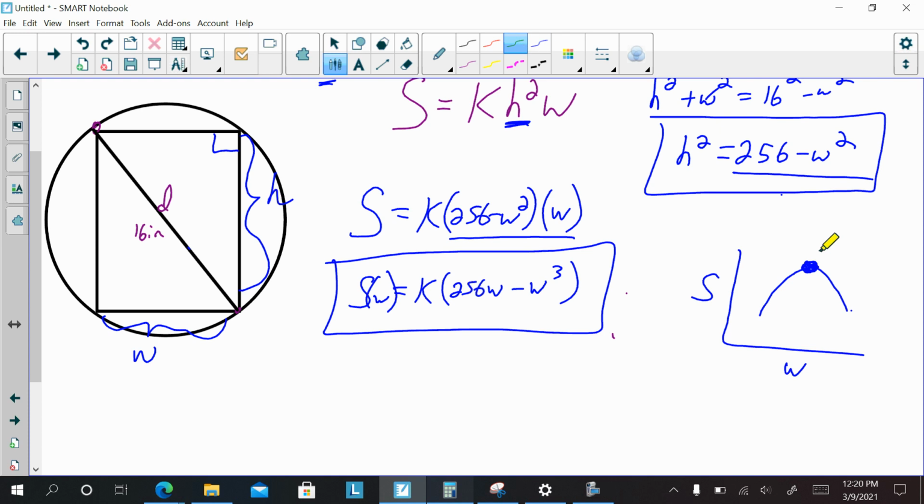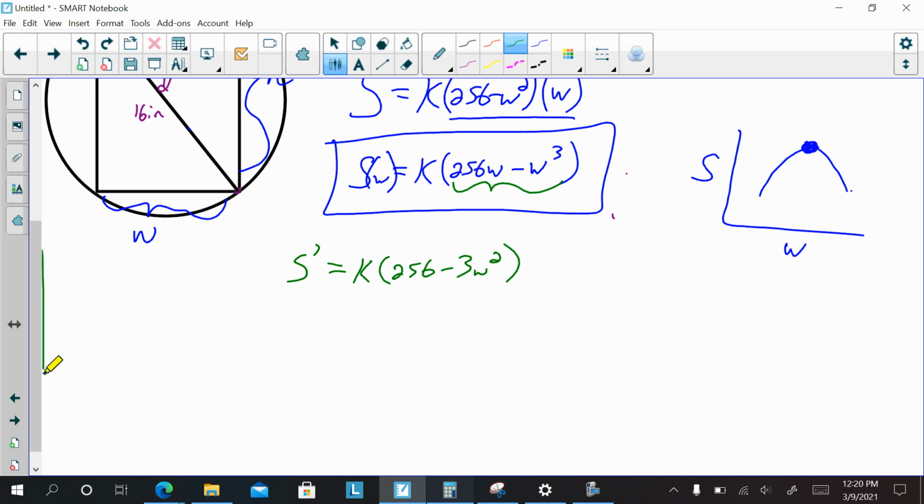So how do we maximize any function? We get the critical points. So we take the derivative. Again, K is a constant, so leave it alone. And then when we take the derivative of our parentheses, we get 256 minus 3W squared. If we set that equal to 0, well, K is not going to be 0. So what makes 256 minus 3W squared equal to 0?